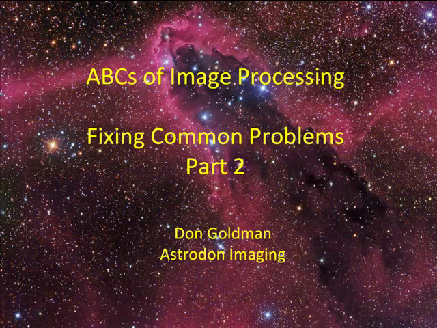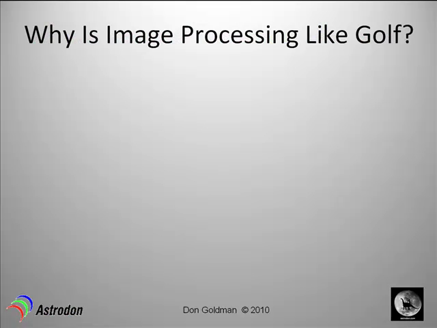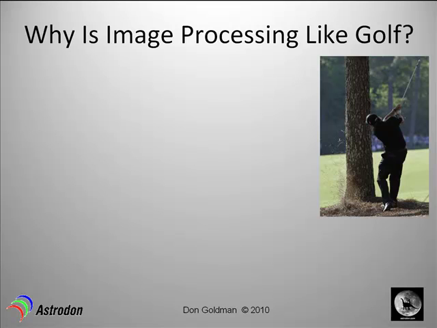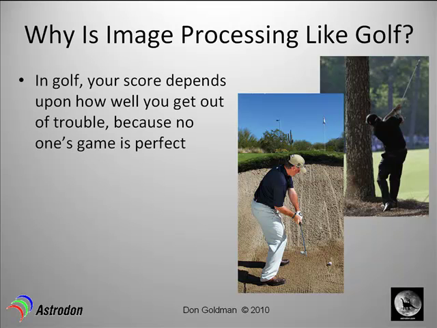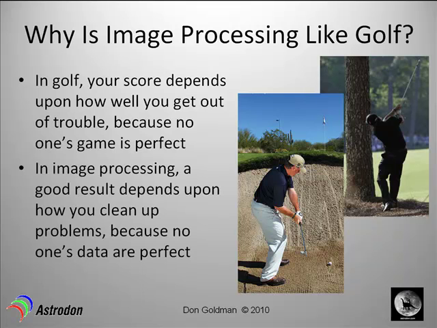This tutorial is part 2 in fixing common problems in astrophotographs. As in part 1, I like to begin by using an analogy to golf. Here's a difficult shot around a tree. Here's another difficult shot over a very high wall in a bunker in front of the green. In golf, your score depends upon how well you get out of trouble because no one's game is perfect. In image processing, a good result depends upon how you clean up problems because no one's data are perfect.